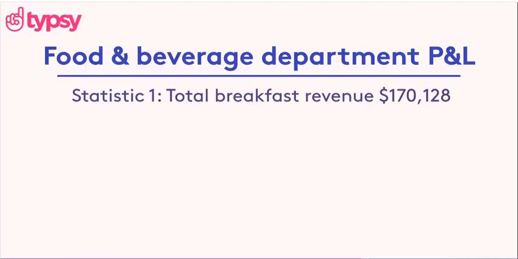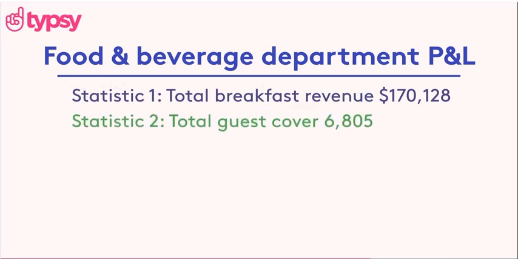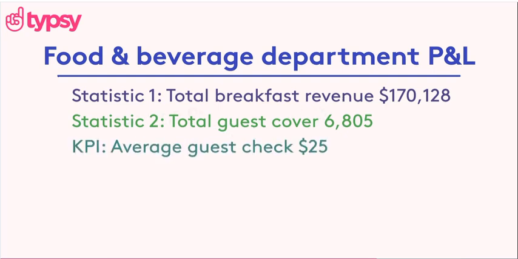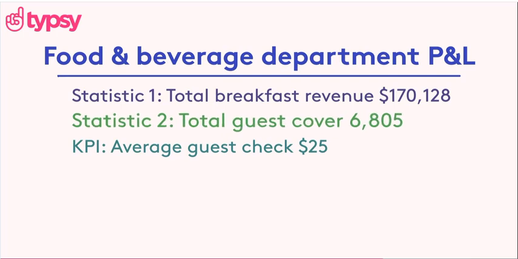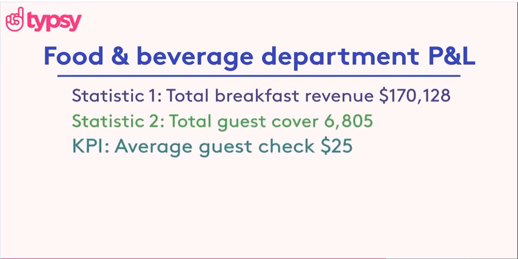Let's look into food and beverage again to find some statistics and KPI clues for that department. Let's say the P&L shows that the total breakfast revenue is $170,128, the total guest cover is 6,805, and the average check per guest is $25. That gives us two clues already. The department has 6,805 guests and each guest spends an average of $25.